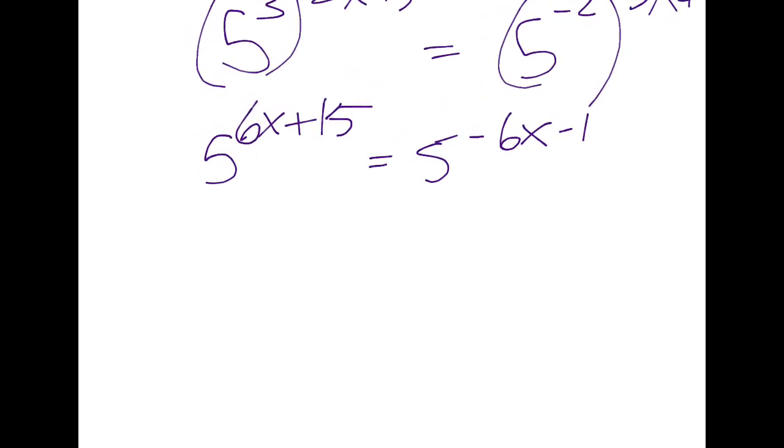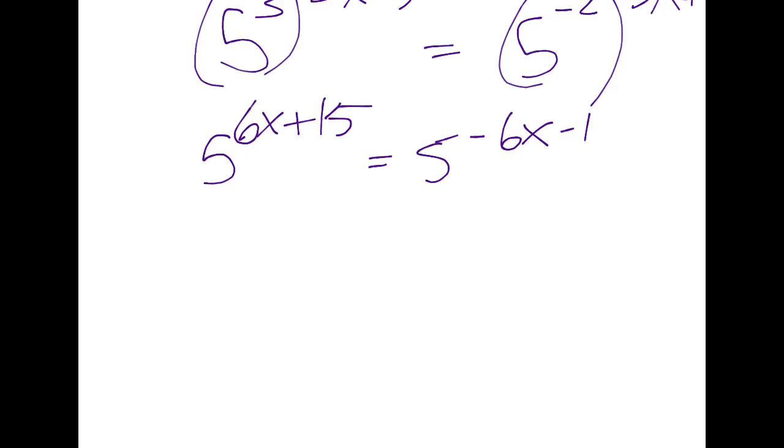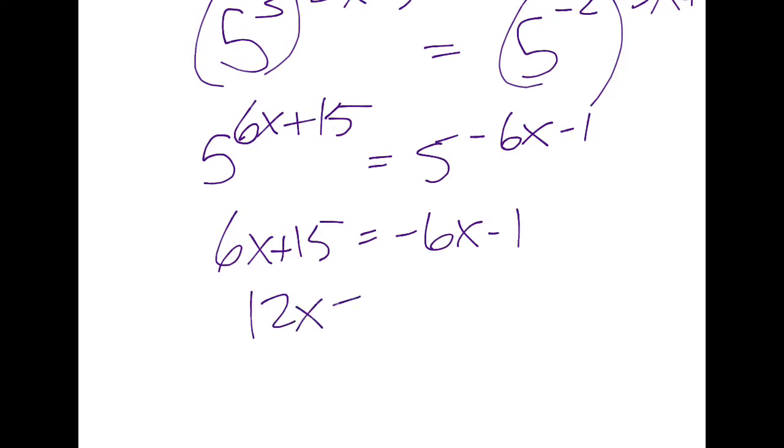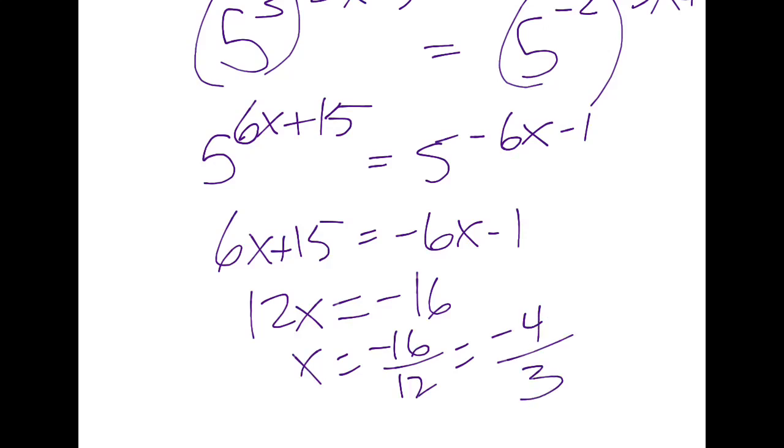So now that these are in the same base, I could take the log base 5 of both sides of these functions, and I would get 6x plus 15 equals negative 6x minus 1. So I'm going to add 6x to both sides to get 12x equals, subtract 15, negative 1 minus 15 is negative 16. So x equals negative 16 over 12, which you can simplify to negative 4 thirds. So x equals negative 4 thirds.